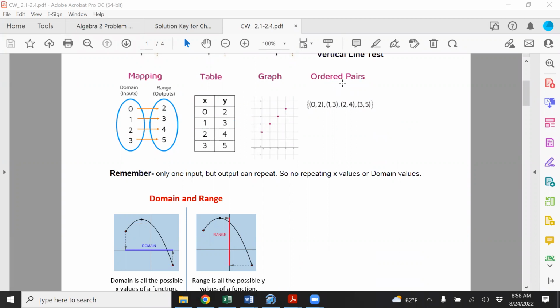Wait, I have a question. So is this one, the one on the far left, also not a function? That is a function. This vertical line touches once. Okay. So what if I had... So each of these are functions. These are. Oh, well, it's right there.